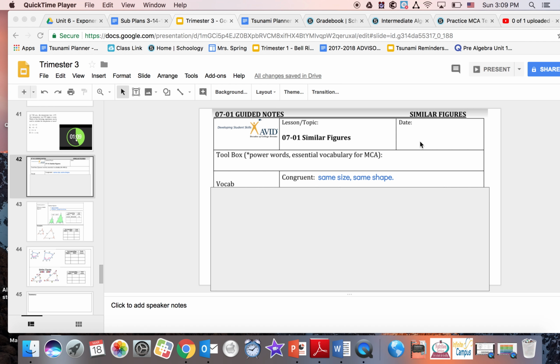The first word is congruent. This should not be a new word to you, but you may need a refresher about what it means. Congruent means that two things are the same size and the same shape. Basically, they're identical. If you copied and pasted something, a shape, for example, those shapes would be congruent because they're exactly the same size and exactly the same shape.